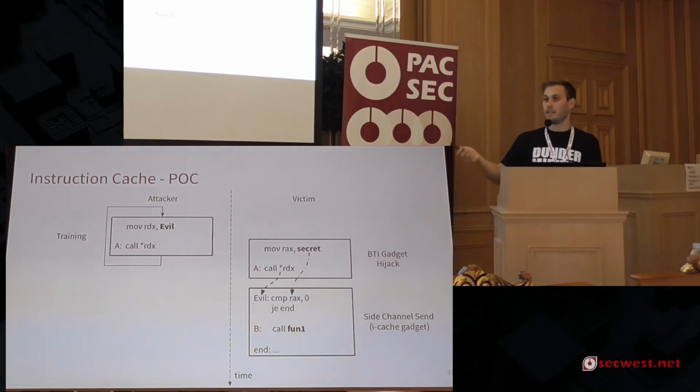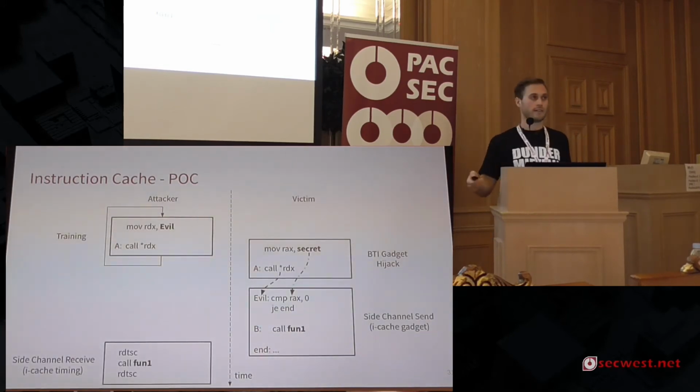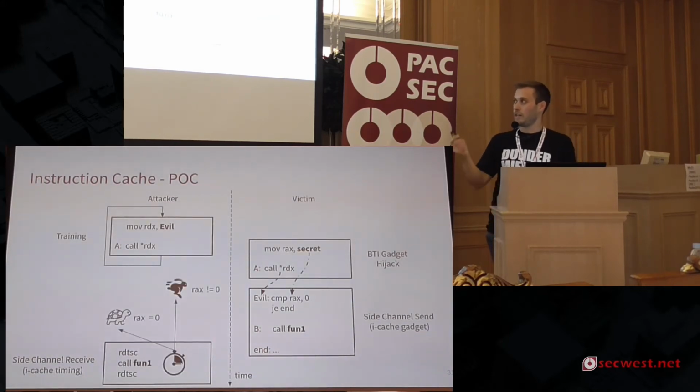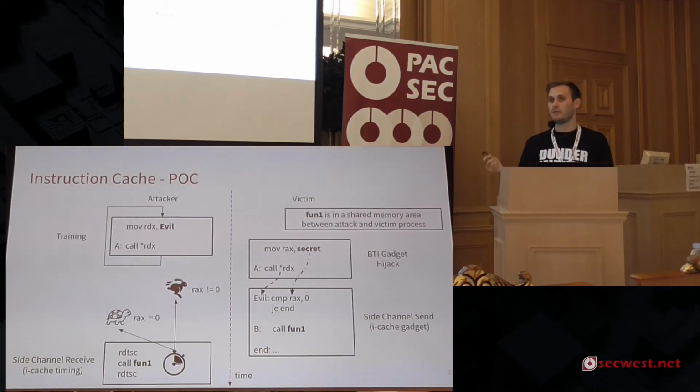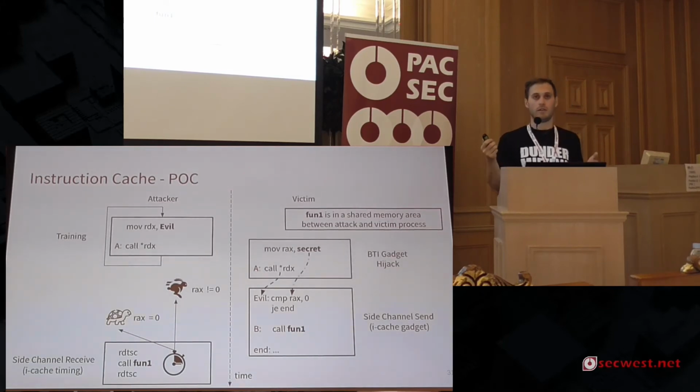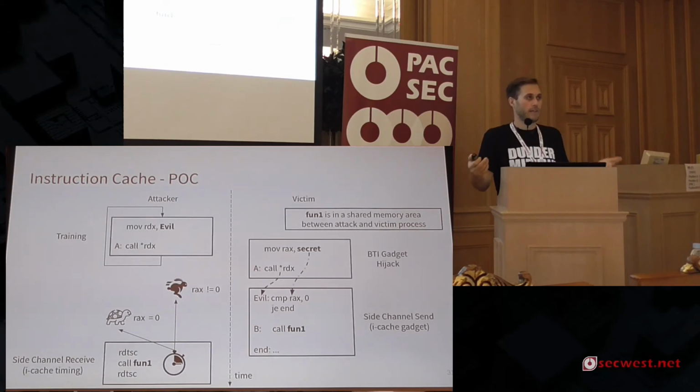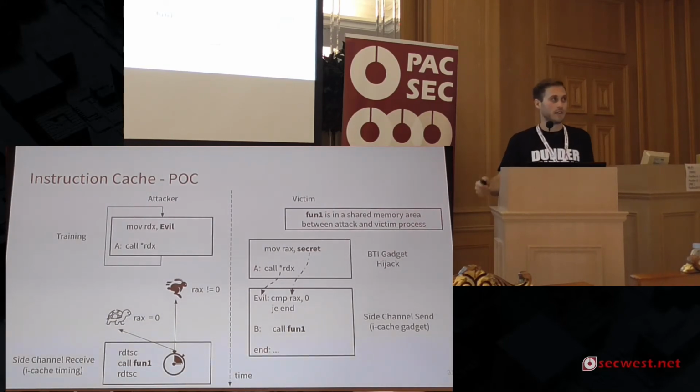With this gadget, the attacker then will just need to go and execute the same exact piece of code and see if this code has been loaded in the instruction cache. And the idea is that we can then guess some information about the secret. With this attack, we can leak just one bit at a time. And the requirement for this type of gadget is that the function 1 that we pick should be a piece of code that is shared between the attacker and the victim. Could be a shared library, for instance.